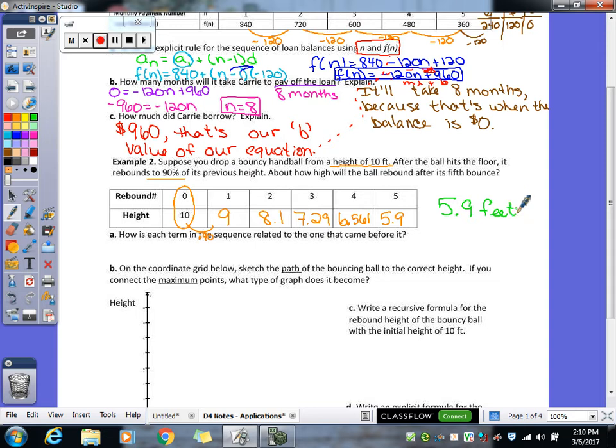So how is each term in the sequence related to the one that came before it? It's 90% of the previous number. We just took each number, and we kept multiplying it times 0.90, which is our 90%.